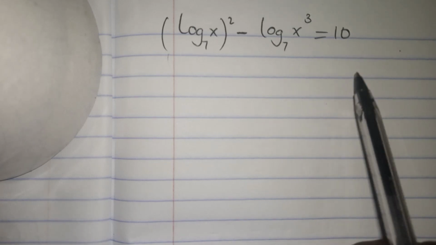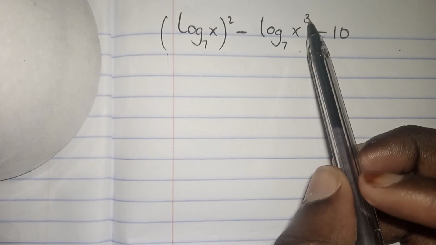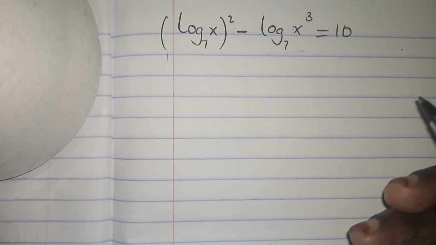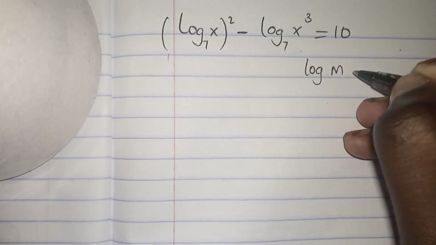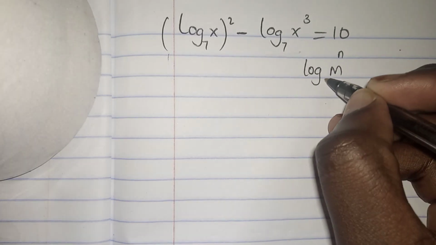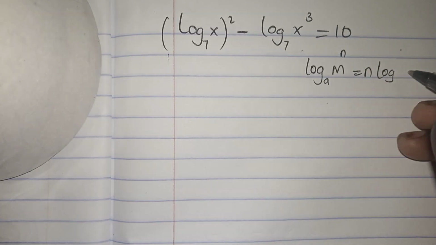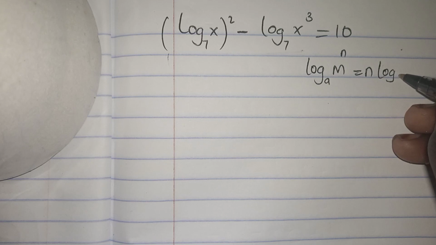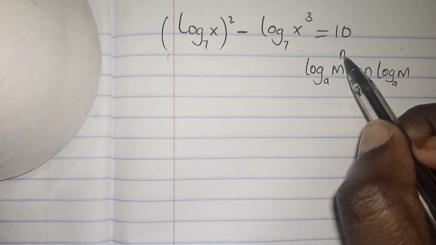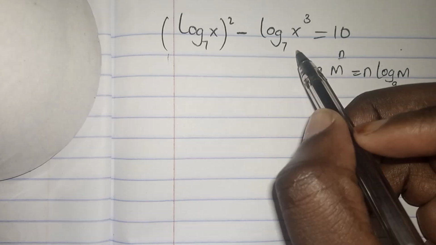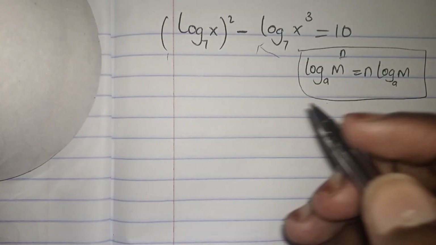So our first step is to focus on this log here. We have this power here. So this means we shall apply this law of logarithm, whereby if you have log mⁿ base a, it is equal to n log m base a, meaning we can take this power here before our log. So we shall apply this rule for our case here.